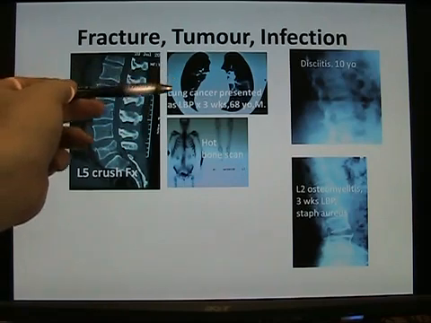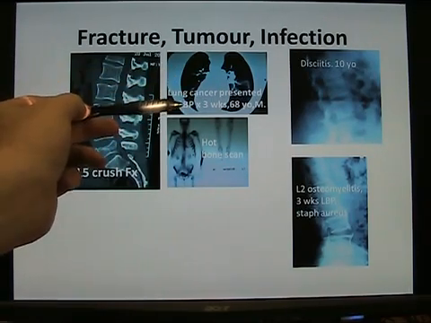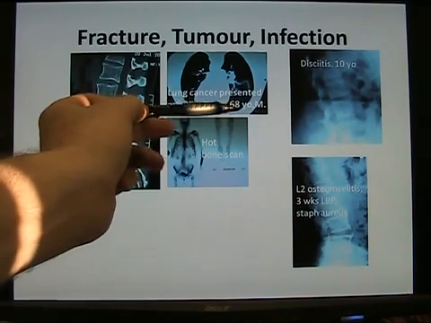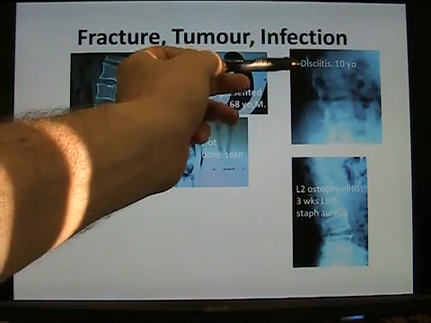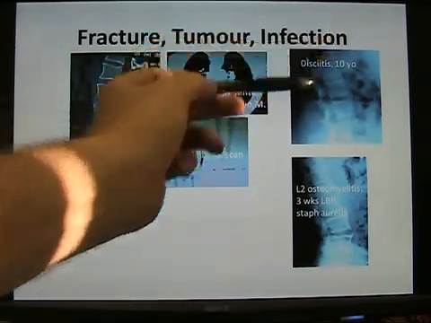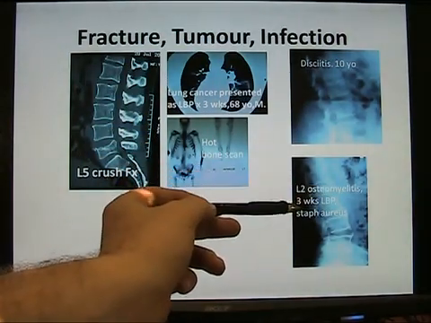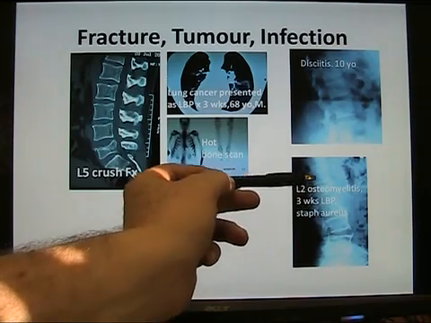A tumour, you don't want to miss it. Here's a lung cancer patient who presented with low back pain for 3 weeks, 68-year-old. Here he has a hot bone scan. Here's an infection, discitis, infection in the disc space in a young child. L2 osteomyelitis, 3 weeks of low back pain, Staph aureus. It was in the vertebral body.